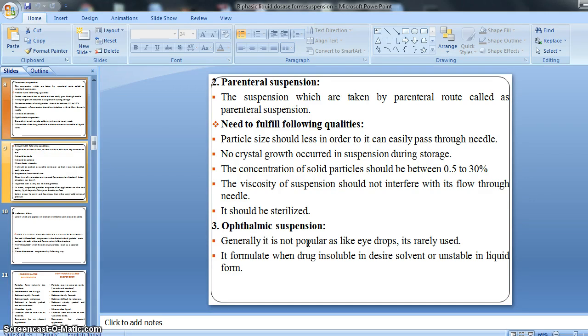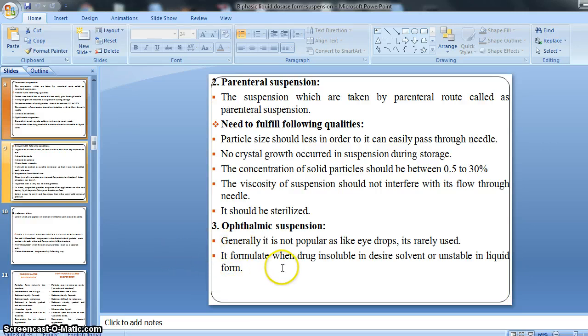Generally, for the treatment of the eye, various kinds of eye drops, which are monophasic liquid dosage forms, are basically used, right? That's why the suspension is not popular, because eye drops are very popular compared to the ophthalmic suspension. So ophthalmic suspensions are rarely used, means not commonly used, right?